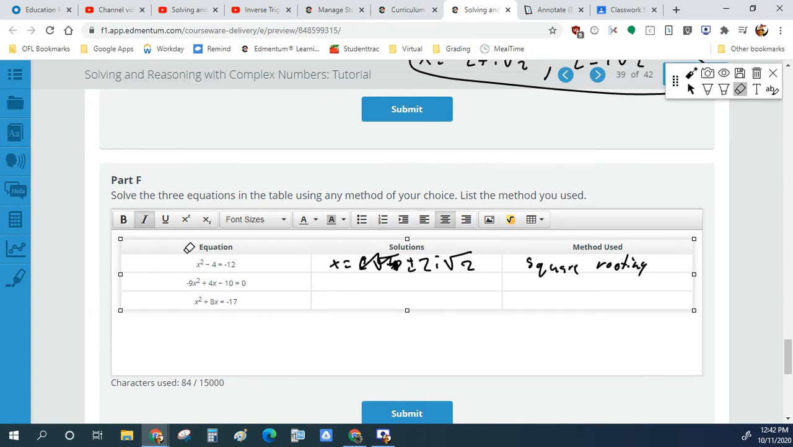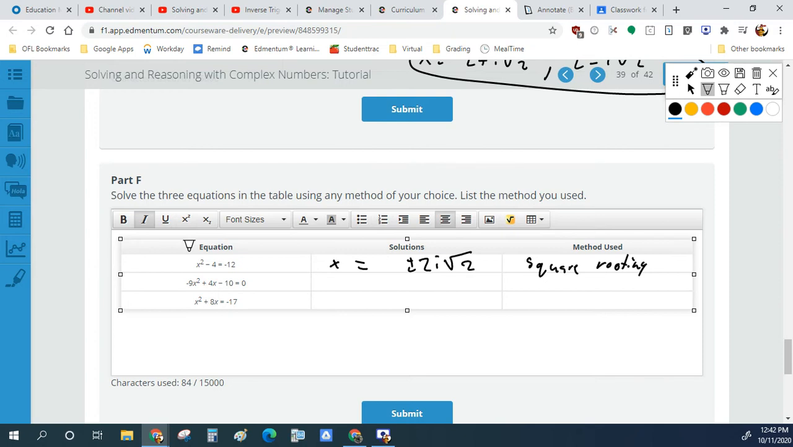Because of this, I'm going to say that I have, it says solutions. So those are my solutions. This isn't asking for the number of solutions. It's just saying what are the solutions. So those are my solutions right there.